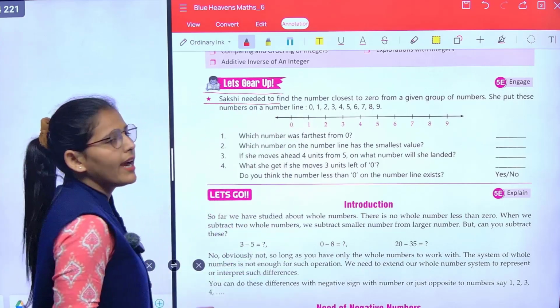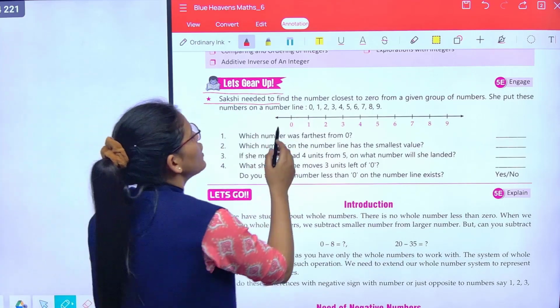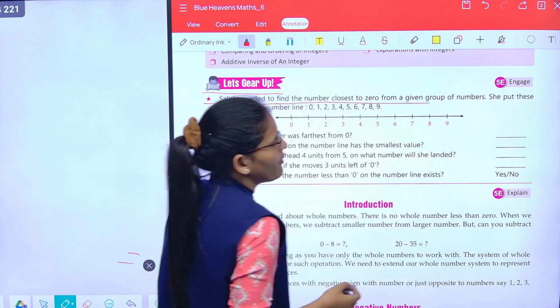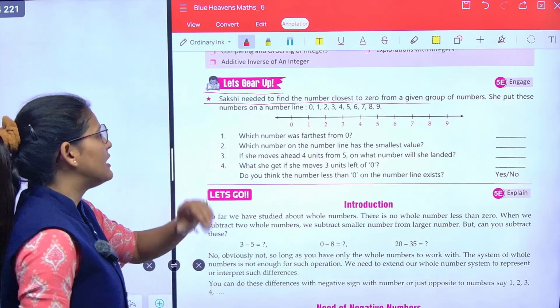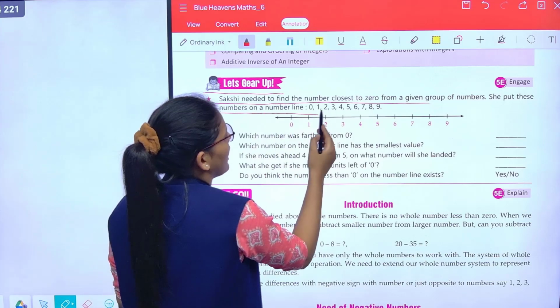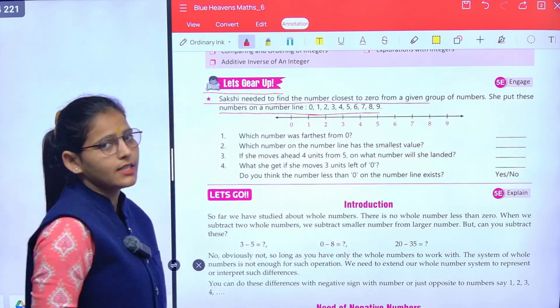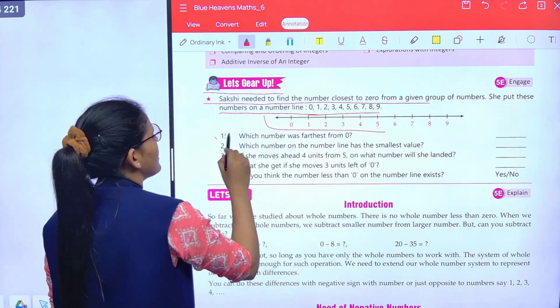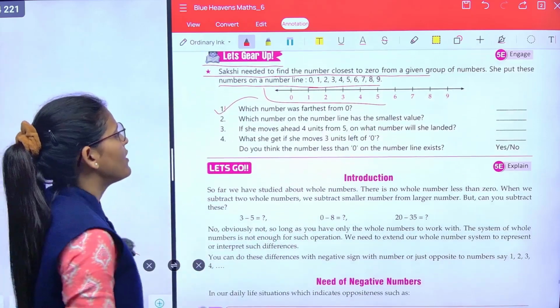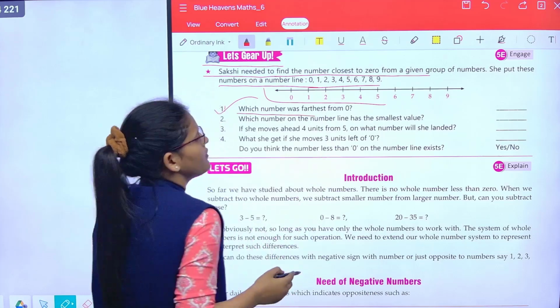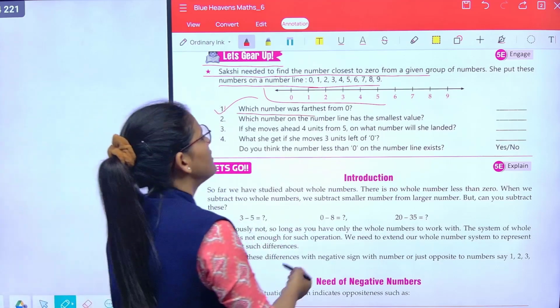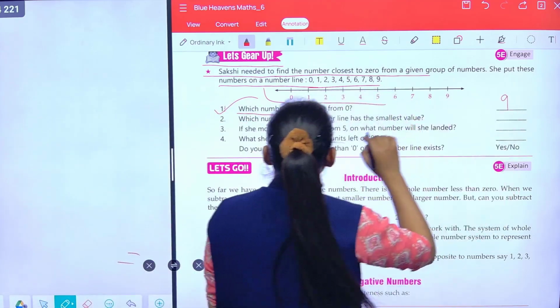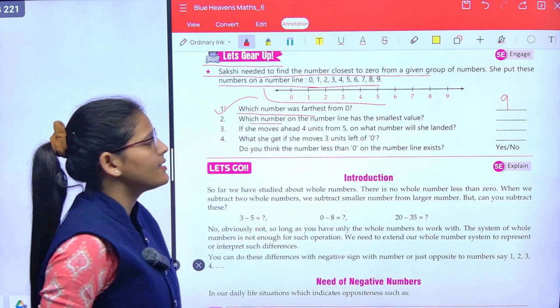Sakshi needed to find the number closest to 0 from a given group of numbers. She put these numbers on a number line, that is 0, 1, 2, 3, 4, 5, 6, 8 and 9. This is a number line. Now class, answer these questions. Which number was farthest from 0? Farthest, that is 9. Now, which number on the number line has the smallest value?